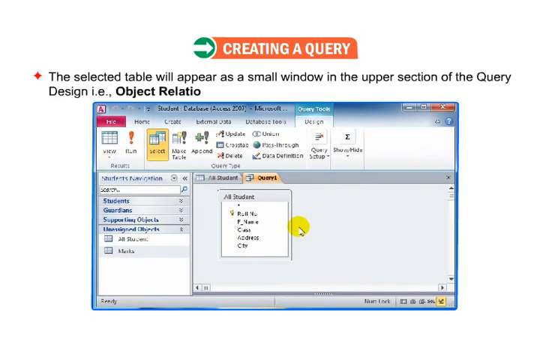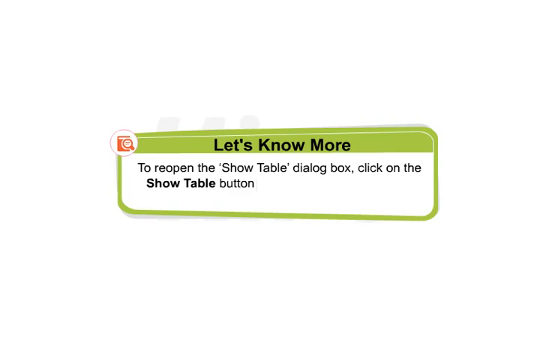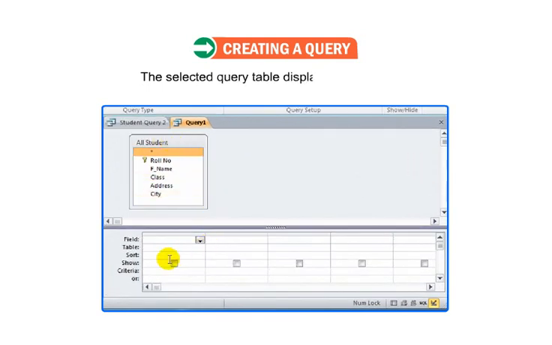The selected table will appear as a small window in the upper section of the query design, that is the Object Relationship pane. Students, let us know more. To reopen the Show Table dialog box, click on the Show Table button on the Design tab in the Relationships group.